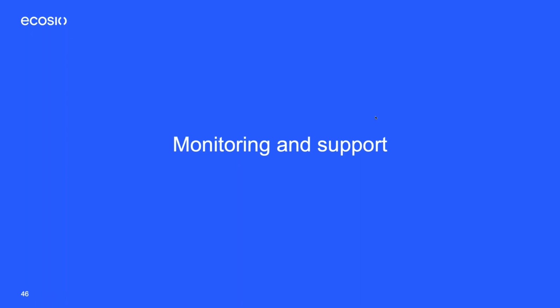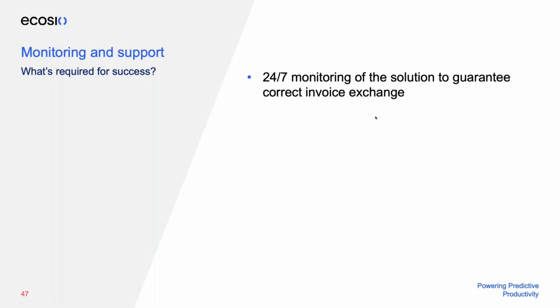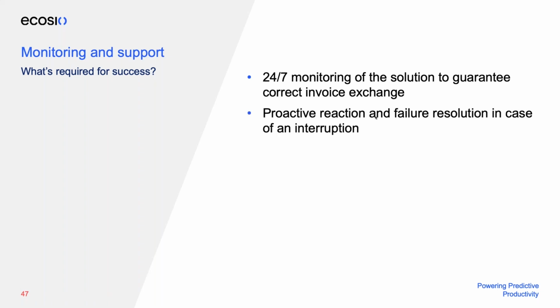In this case, there is no snail mail, but just an automated system, and that automated system must be constantly monitored. And what's required for success there? You need a 24/7 monitoring of the solution in order to guarantee correct invoice exchange. So in case errors occur, and errors often can occur in such electronic systems due to the unavailability of network nodes, network failures, wrong IDs, wrong export data, master data issues, and so on, you need a proactive reaction and failure resolution in order to get back to normal as soon as possible.